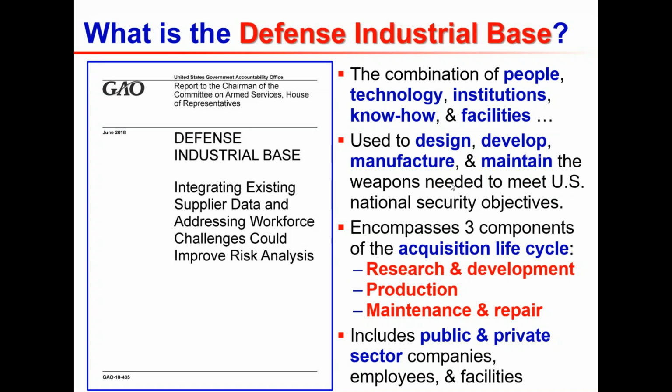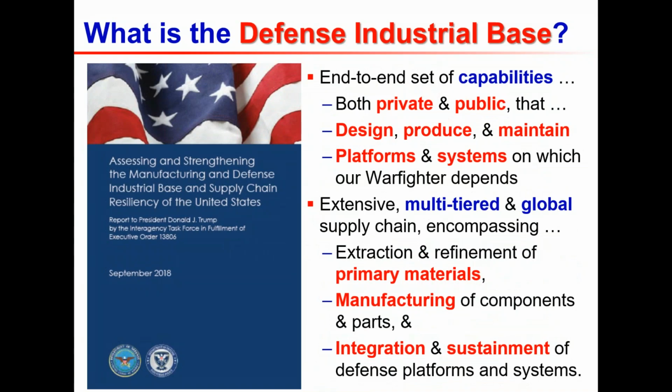So all three elements of the acquisition lifecycle. And it includes public and private sector companies, employees, and facilities. Right? So again, it's not just the private sector. So again, it's going to include, as you can imagine, the organic industrial base. But the canonical, or if you will, the primary document I'm going to refer to as the current master perspective on this is the latest, the September 2018 report coming out of Executive Order 13806.